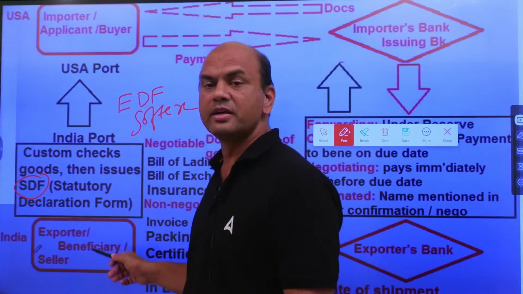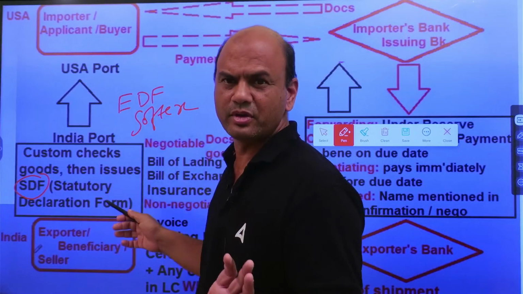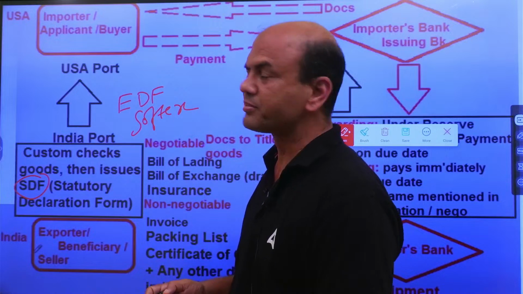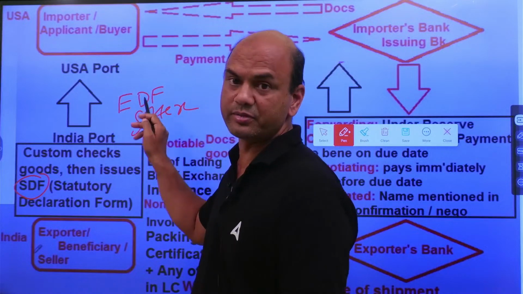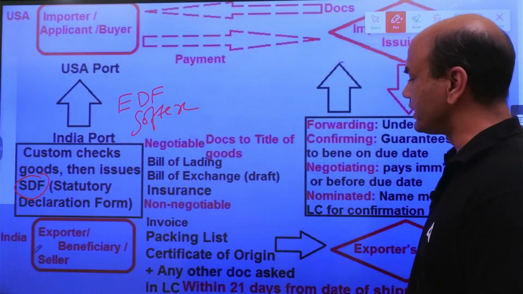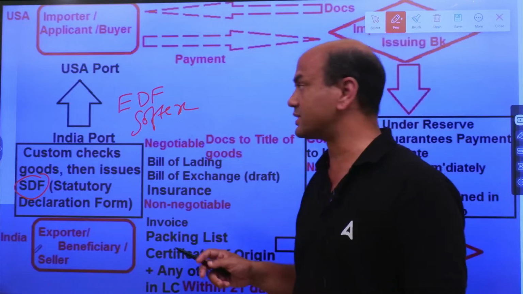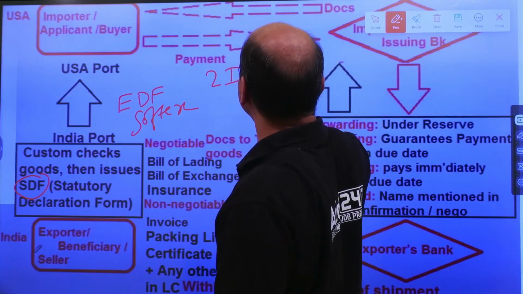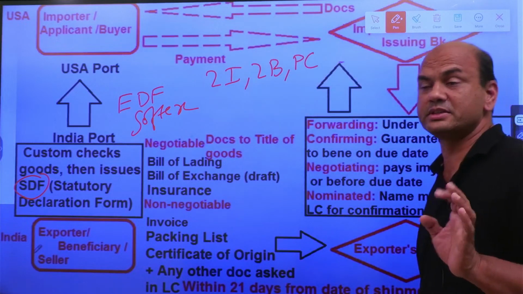So this exporter prepares the goods and sends them, generally via ship, or by any other means: air, road, anywhere. After sending these goods, he gets the EDF. Now this EDF goes along with other documents. Which are the other documents? Remember, it is called 2I, 2B and PC. These are the minimum 6 other documents.